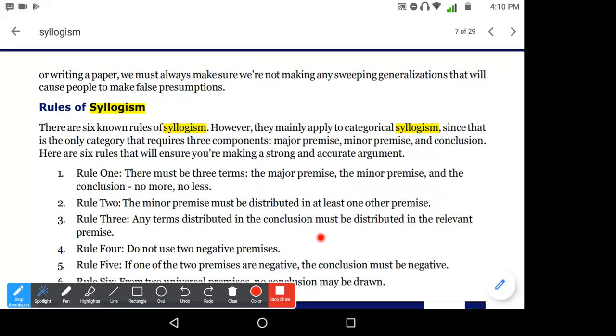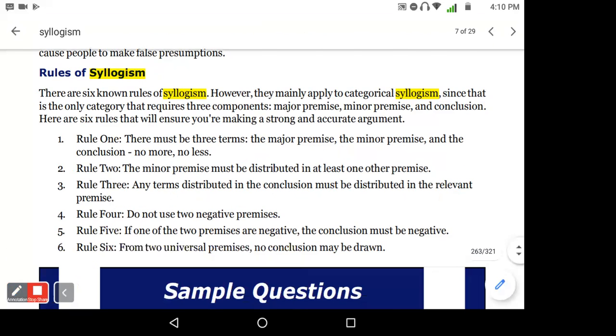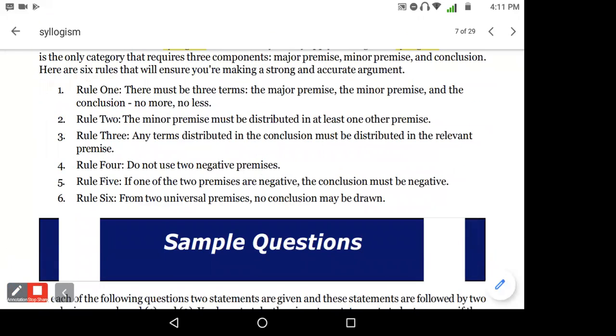Then do not use two negative premises. So both the premises should not be negative. One should be positive, one should be negative, or both can be positive, but both cannot be negative. So you have to keep that in mind. Both syllogism premises cannot be negative. Then if one of the two premises is negative, the conclusion must be negative.